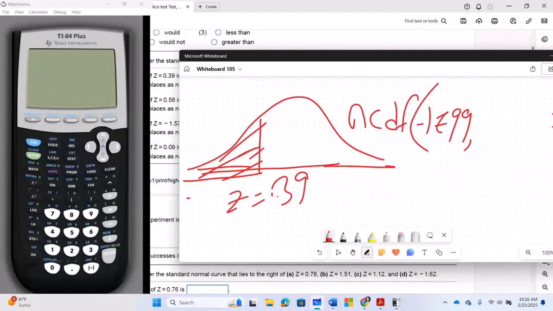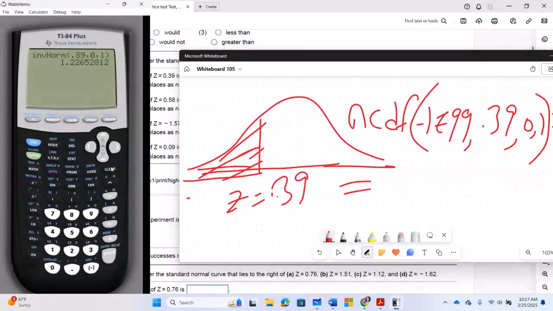And that shaded area extends to negative infinity. I'm told to find the area, and I know that 0.39 is greater than negative infinity. So the lower bound is negative infinity, and the upper bound is 0.39. The mean of a standard normal is 0, standard deviation is 1. So we're going to calculate that now using our calculator. You can do it by hand, I mean with the chart. Whichever method you want to use is fine with me.